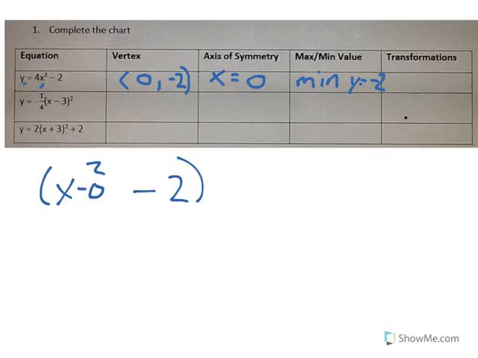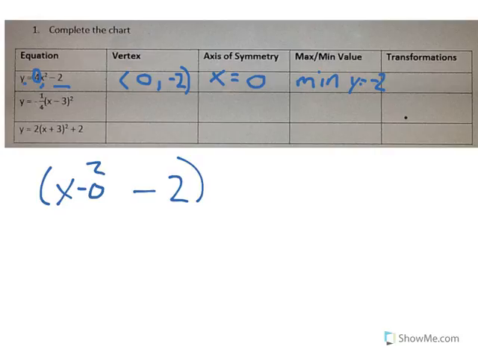And the transformations, we have a vertical stretch of 4 as well as a vertical shift down 2. So the negative 2 here tells us it shifts down 2, and the 4 is a vertical stretch of 4.